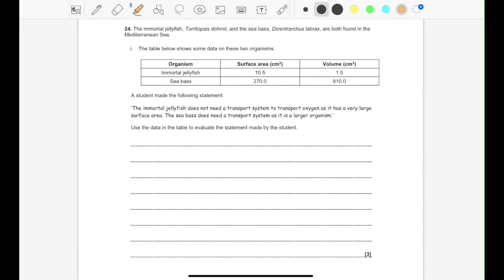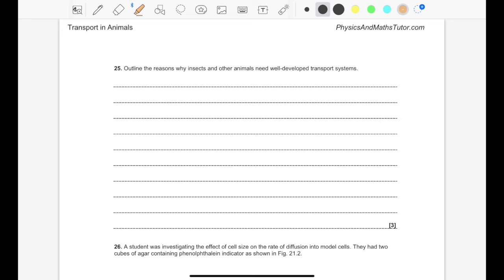Hey guys, today we've got two questions on the transport in animals topic, to do with the reasons why we need a well-developed transport system. And we're going to talk extensively about surface area to volume ratio. So pause the video here, try the two questions out, and then continue on to see how I answer it.